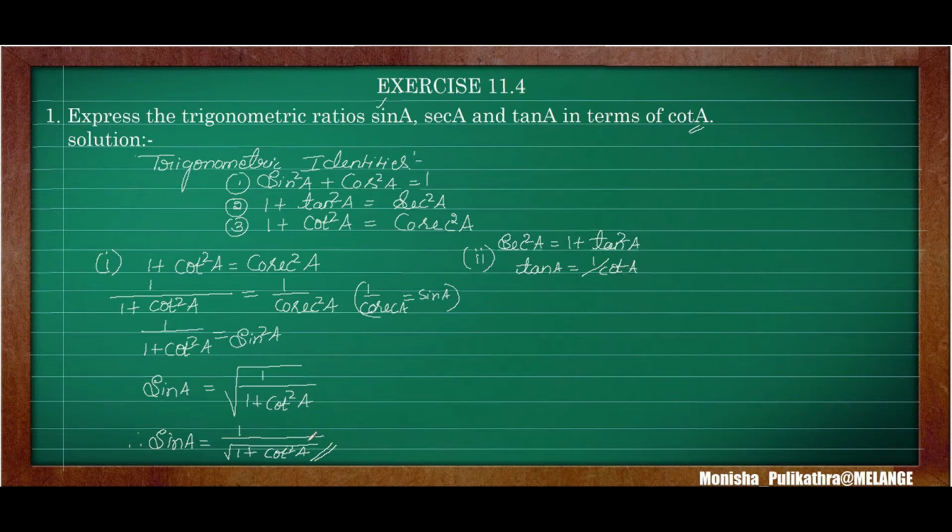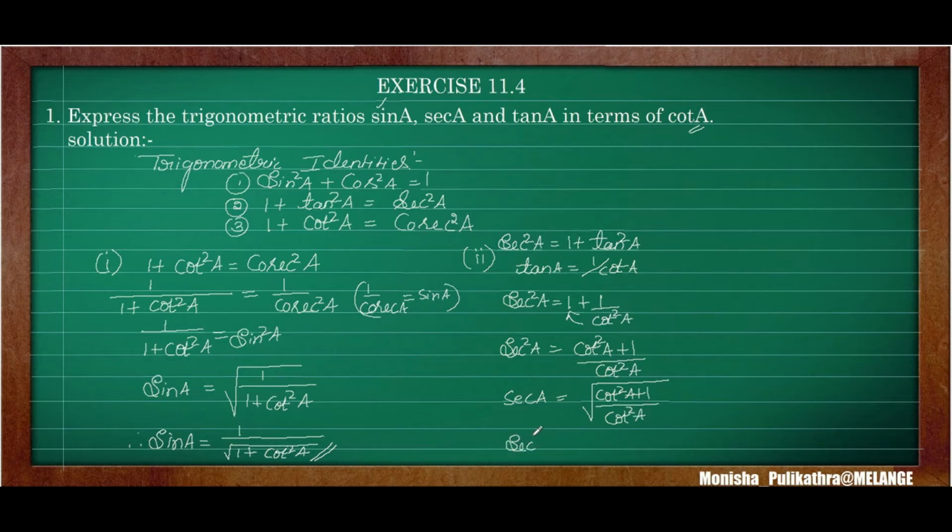So write secant square A is equal to 1 plus 1 by cot square A, since tan A is equal to 1 by cot A, so tan square A is equal to 1 by cot square A. Next we have to take the LCM. So secant square A is equal to cot square A plus 1 whole divided by cot square A. Next I will shift this square to the other side, and the square will become a square root: square root of cot square A plus 1 whole divided by cot square A.